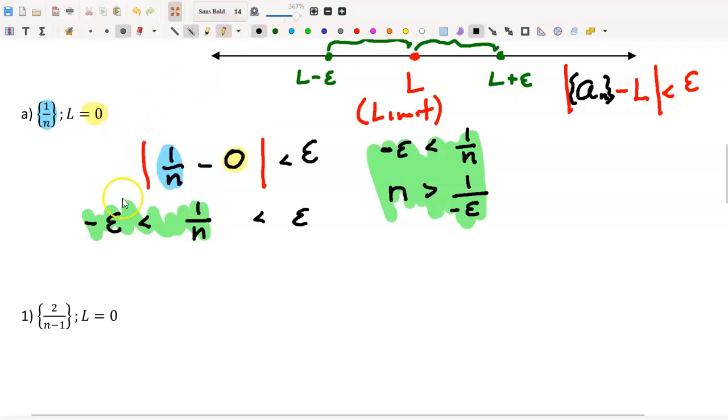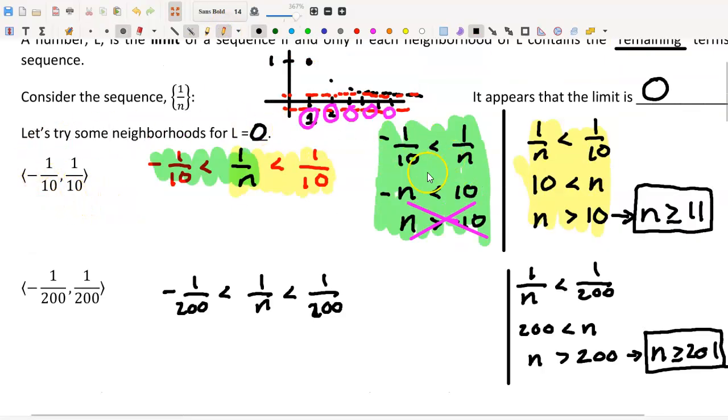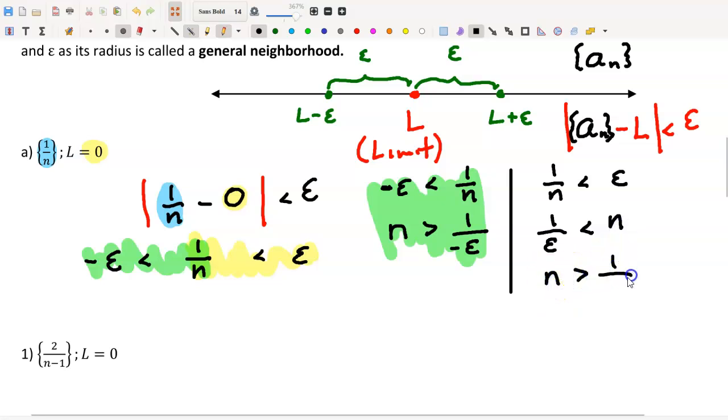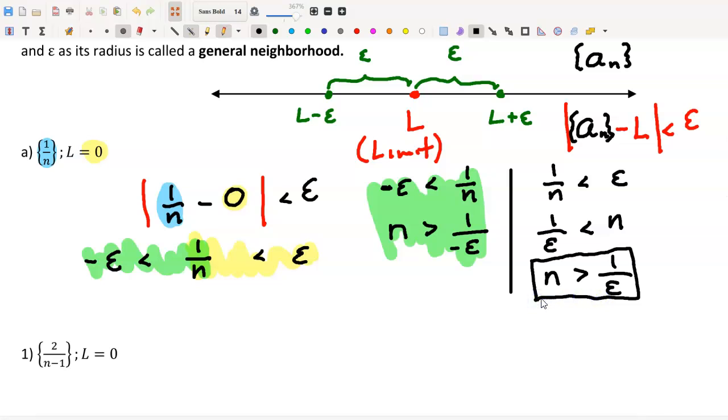Okay, and you notice that this is the same sequence, 1 over n, as we did up here. So it didn't work here. It also didn't work here. So we're expecting the next one, the upper bound, right, this one, to actually work. If I do 1 over n less than epsilon, and I solve this for n, you get 1 over epsilon is less than n. It's the same as if you flip it around, n is greater than 1 over epsilon. And this is a positive number. This is something we can actually work with. So I know it's a lot of letters floating around, but it gives us a general formula.